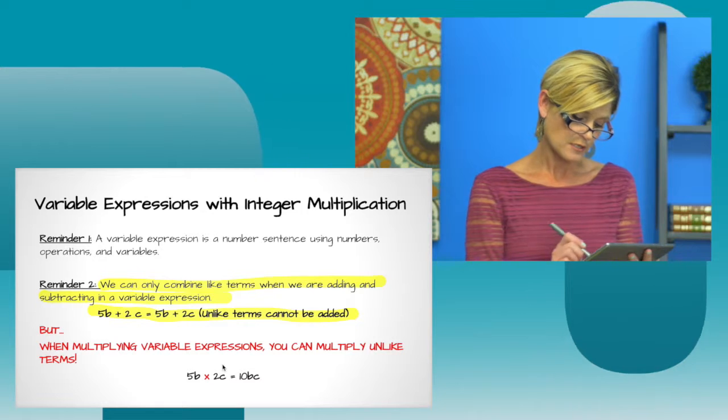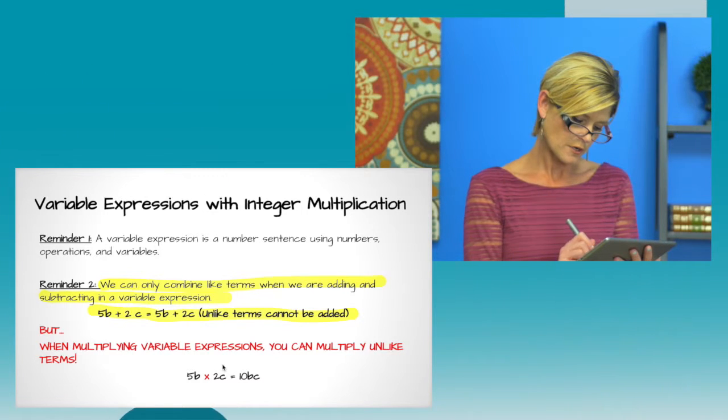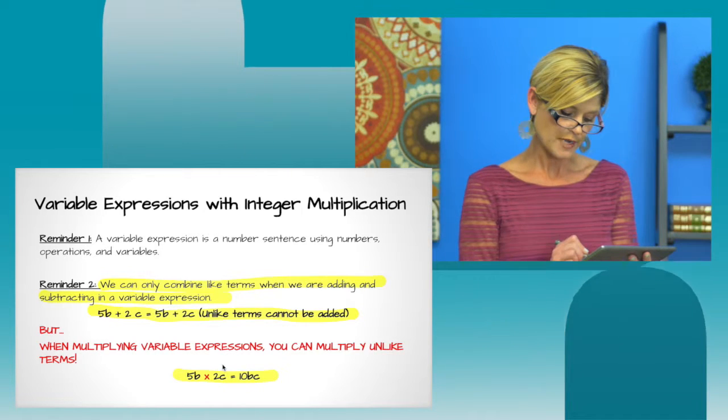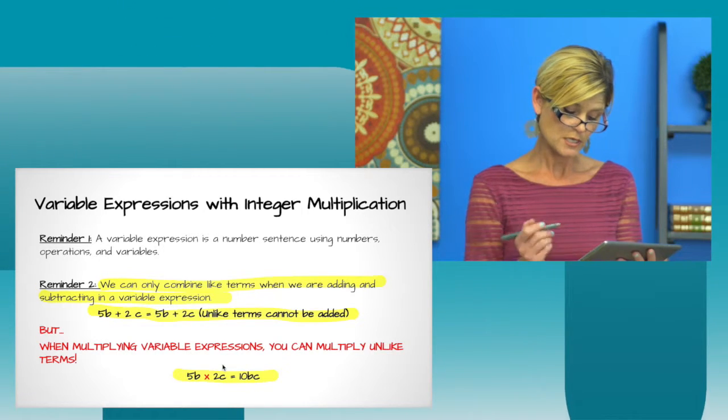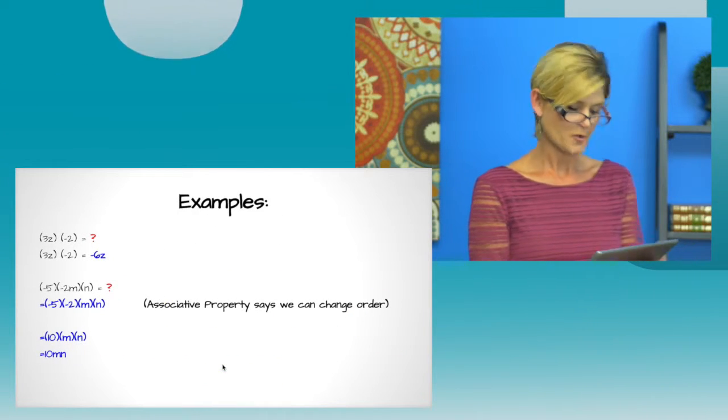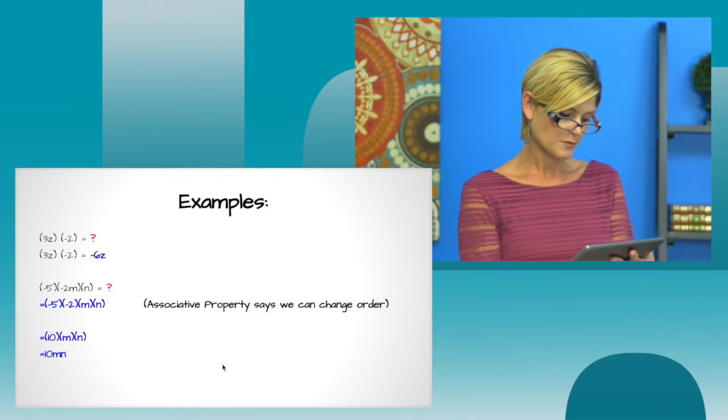Because take a look at this. In multiplying variable expressions, we can multiply unlike terms. 5b times 2c equals 10bc. Totally fine to do that. Okay, one more time, let's take a look at some examples here.